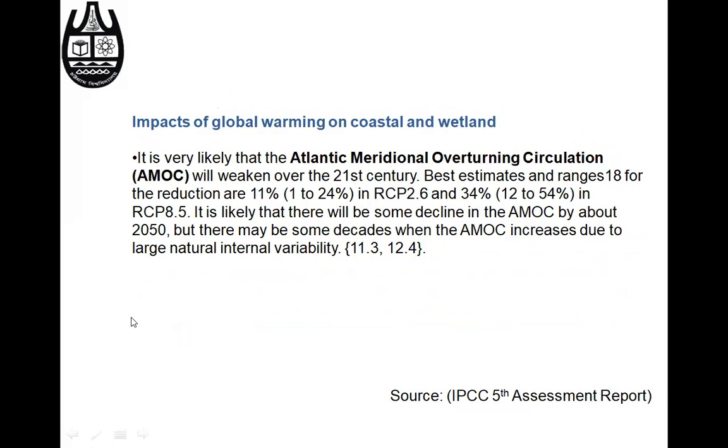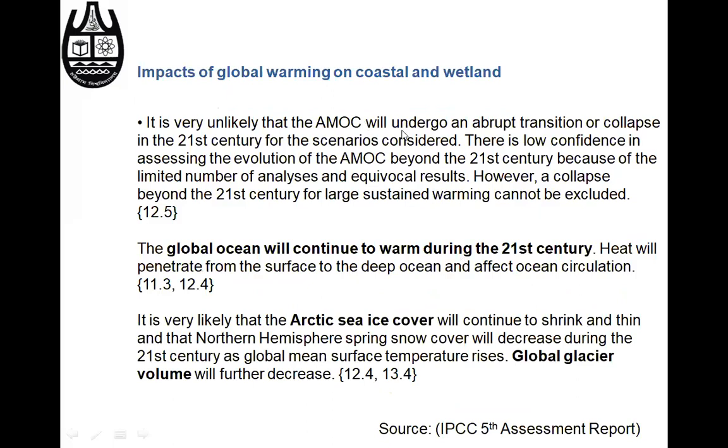It also has an impact on the AMOC, the Atlantic Meridional Overturning Circulation, which will be weakened over the 21st century. There are many best estimates, and according to some, there is low confidence in assessing the evolution of the AMOC beyond the 21st century because of the limited number of analyses and equivocal results. So the total increase from global warming has an impact on the AMOC time period and strength and everything. The global ocean will also continue to warm up through the 21st century, and heat will penetrate from the surface to the deep ocean and affect ocean circulation.